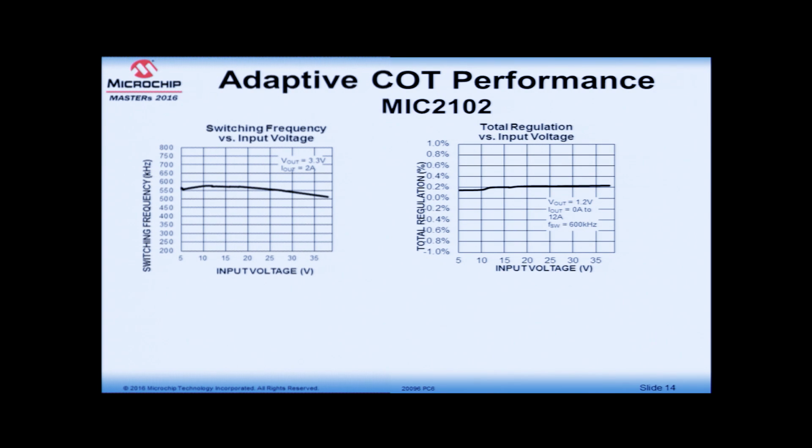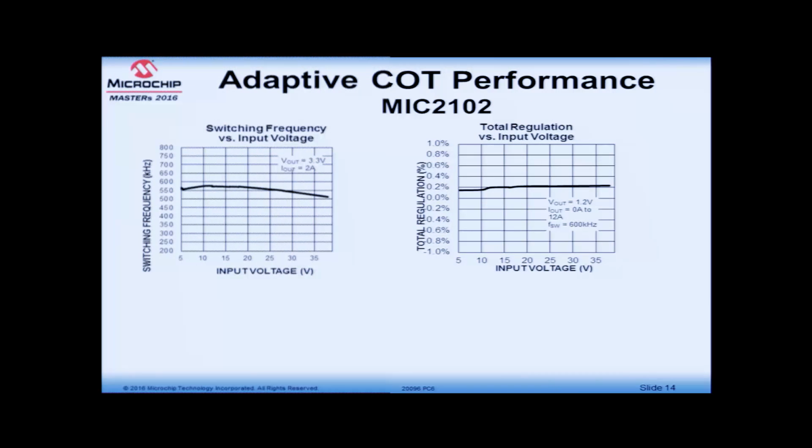Even in the adaptive COT, for certain output and input conditions the frequency variation will be a little larger, especially when the output voltage is low, 1 volt or 0.8 volt. Those intrinsic effects will be discussed by my colleague Paulo in the next slides. But for higher output voltages, the switching frequency stays relatively constant irrespective of the input voltage, output voltage and also the load.